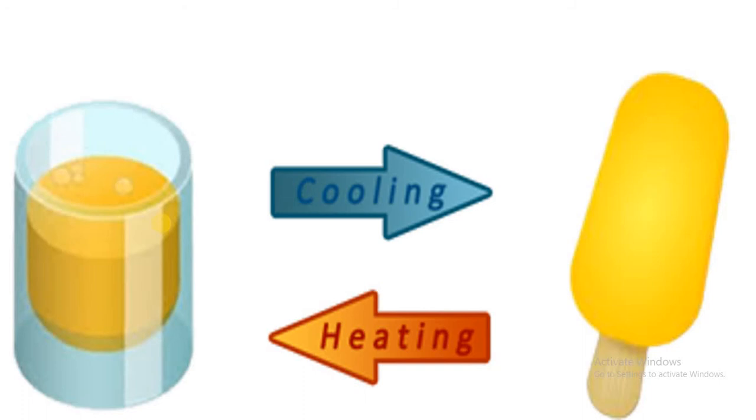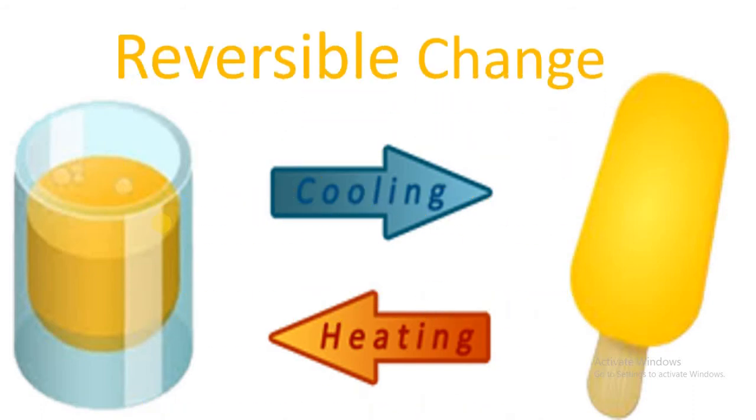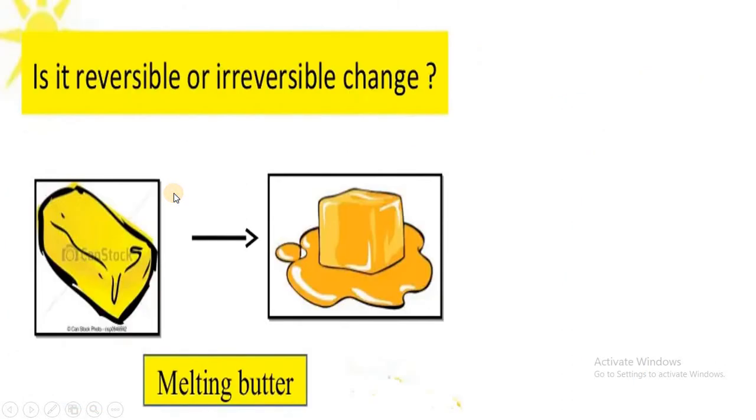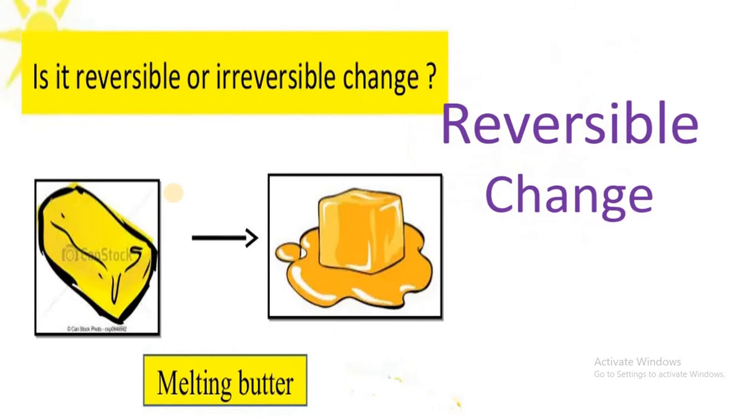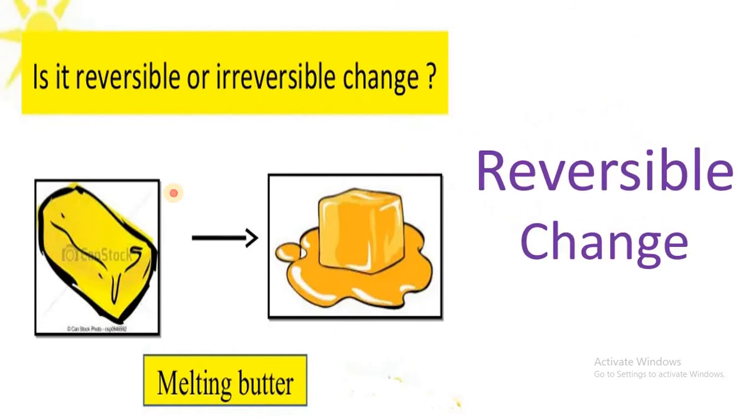Okay, now what about this one? Is this reversible or irreversible? That's right, this is a reversible change. Because we can heat. Okay, this juice can be cooled and become like this, solid, but when we heat it, it will change back to a liquid. What about melting butter? That's right, it is a reversible change.